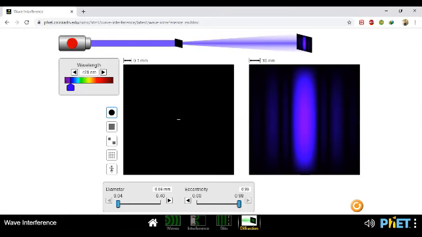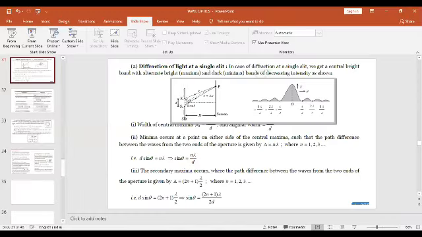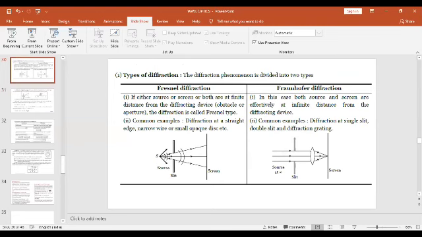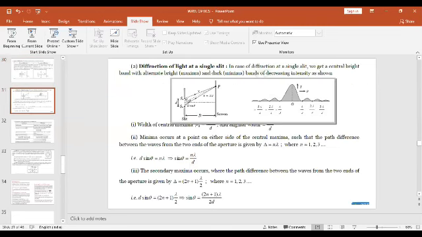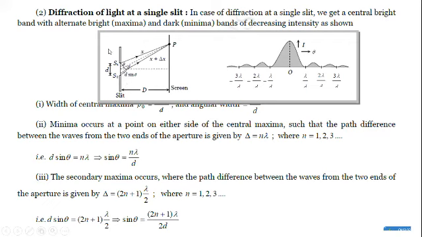Okay, I hope you all understood clearly what diffraction is. Here, diffraction of light at a single slit. I already said, now we are obtaining the graph for the diffraction. The graph will be obtained like this. You can see this is the diffraction pattern for a single slit.